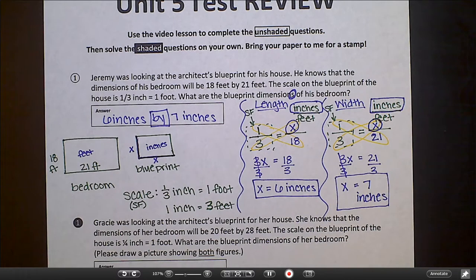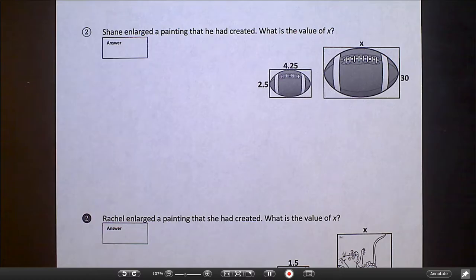So now I'd like for you to pause the video and complete the shaded number 1 on your own. Make sure that you bring it to your teacher to get a stamp before you move on to number 2 on the video. And make sure that you have units on both of your dimensions. Okay, now that you have a stamp on shaded number 1, let's move on to number 2 together.